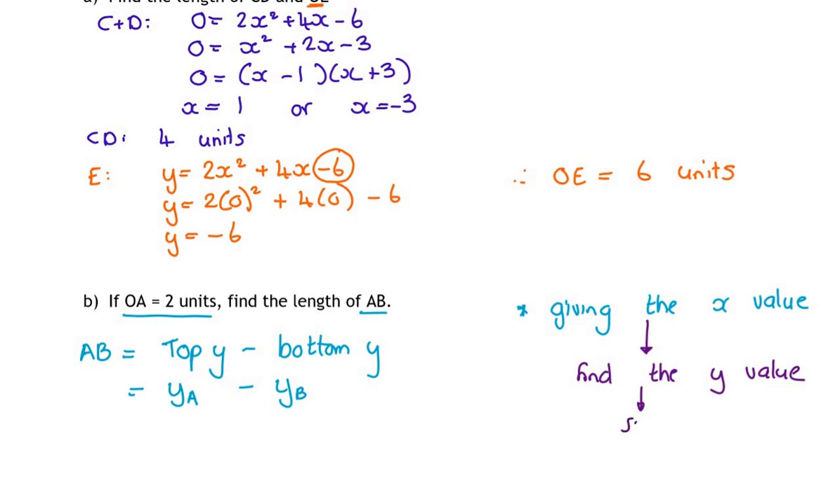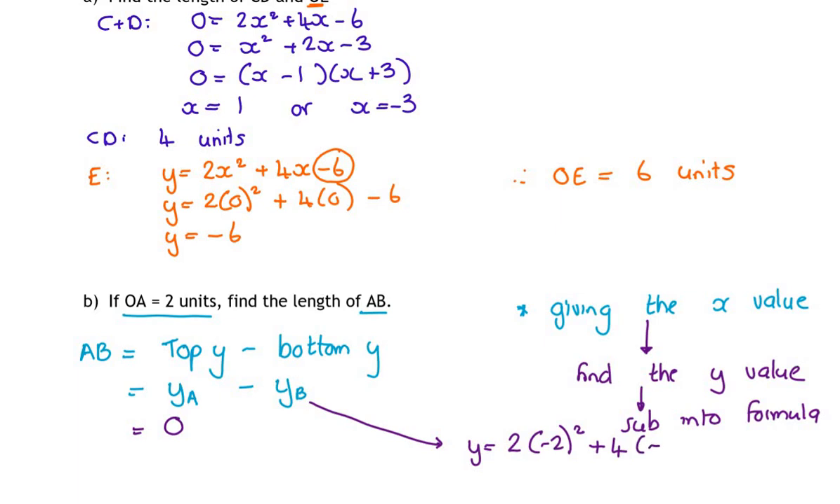Why? Because I'm going to substitute into my formula. To be honest, I don't even have to do this for the coordinate at A because it's on the x-axis, so I know the y-coordinate of A is 0. But in order to find B, I'm just going to take the formula and say 2 times negative 2 squared plus 4 times negative 2 minus 6, and I'll be able to figure out the y value. In this particular example, I get a y value of negative 6.